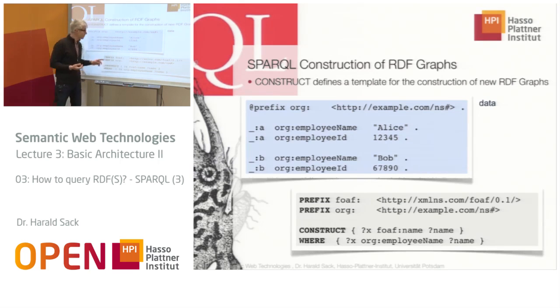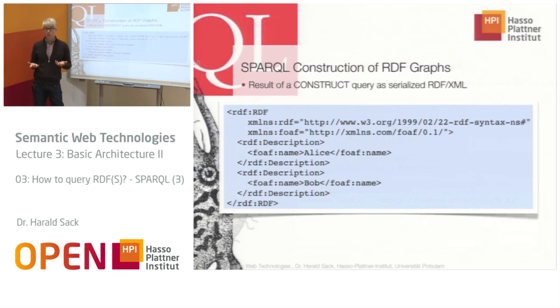So in the end, the result of your query, if you define the result as serialized RDF XML, will be an RDF file based on XML where you have RDF information about the content of your database in connection with, for example, the FOF namespace. And you have the FOF name for Alice and the FOF name for Bob, which was in the predefined template of the graph pattern from the construct statement we have looked at before.